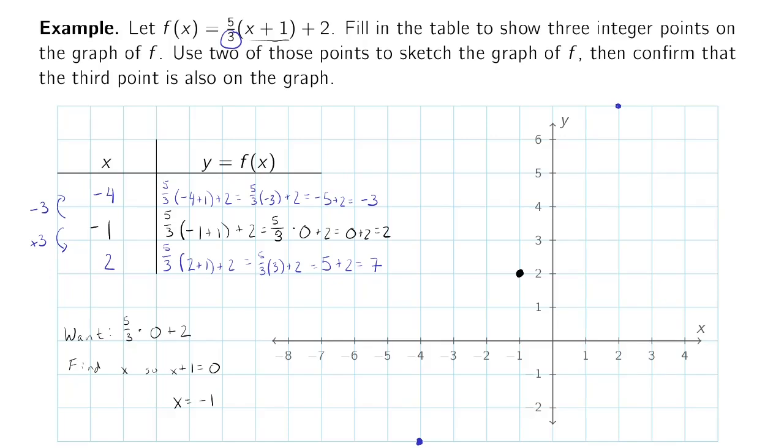And we notice when we draw the straight line that goes through this point and this point, well, that straight line automatically goes through this point down here as well. So we can confirm that if I draw the straight line through two of those points, it's going to go through the third one as well.